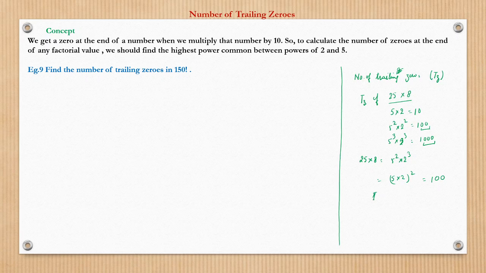So the number of trailing zeros is 2, right? Similarly, had the question been to find the tz of any other number, say 5 cube into 3 square, what would be the number of trailing zeros? We know that the trailing zeros come from one set of 5 and 2, but do we have any 2 here? No. So 2 raised to power 0, so there's no trailing zero. This number, if we just multiply, is 125 into 9.